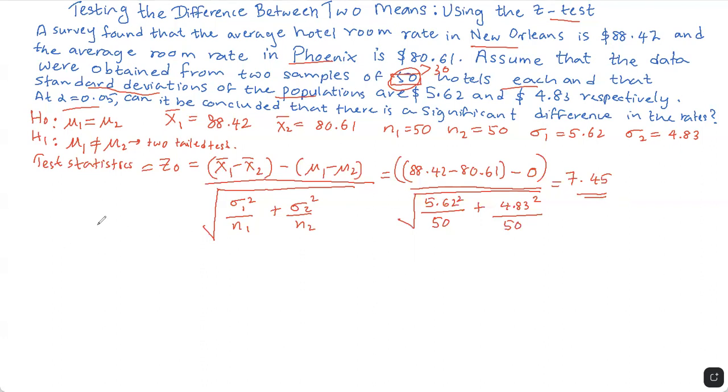Here I'm going to use the critical value method and the p-value method to make the decision. So let's look at the critical value method. Since this is a two-tailed test, alpha equals 0.05, we divide by 2, 0.025. We need to find two critical values then, right?